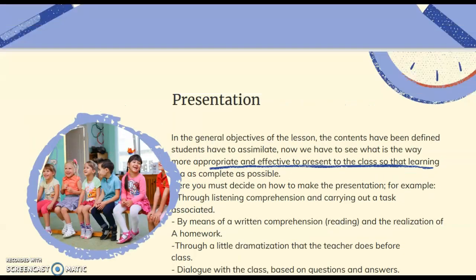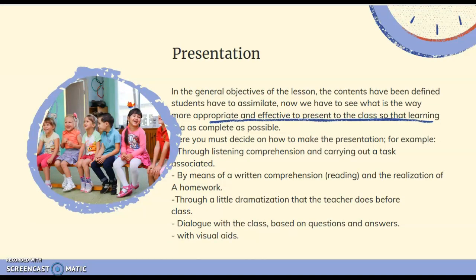Presentation. In the general objectives of the lesson, the contents have been defined. Students have to assimilate them. Now, we have to see what is the most appropriate and effective way to present them to the class so the learning is as complete as possible.